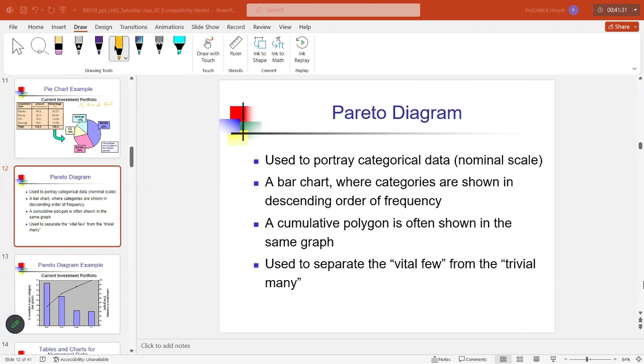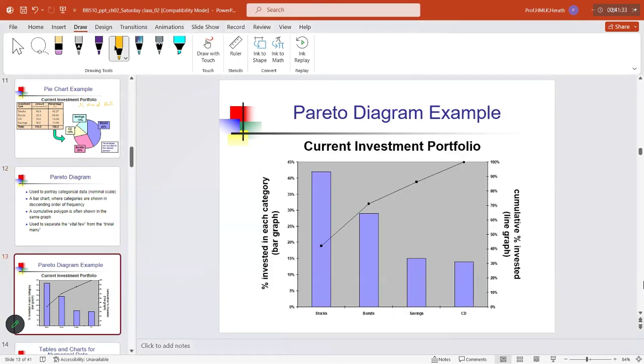Okay, so let's see the outlook of this. Now I have drawn a bar chart with the percentages. We can use frequencies, cumulative frequencies, or relative frequencies.